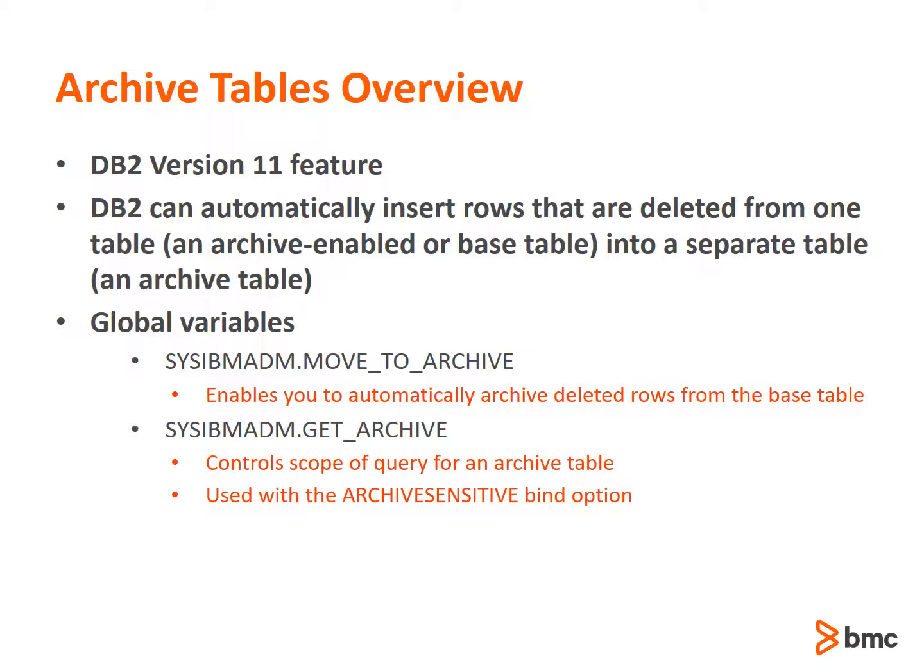an archive table. If you want to insert rows that are deleted from the archive-enabled table into the archive table, you will need to set the value of global variable SYSIBMADM.MOVE_TO_ARCHIVE to E. If you set the SYSIBMADM.MOVE_TO_ARCHIVE to Y, DB2 will insert rows that are deleted from the archive-enabled table into the archive table, but will prohibit an insert or update of a row in the archive-enabled table.